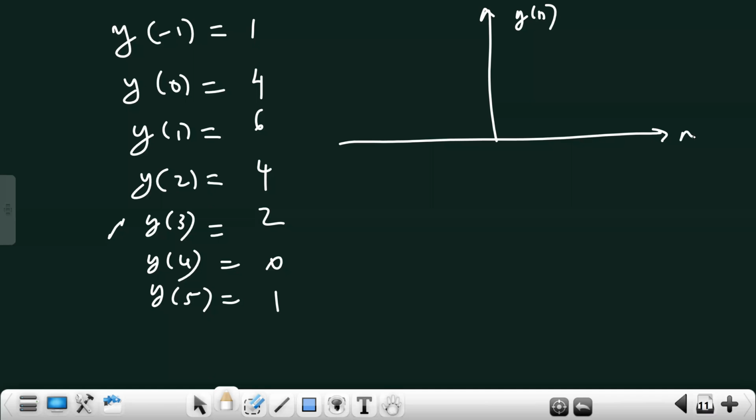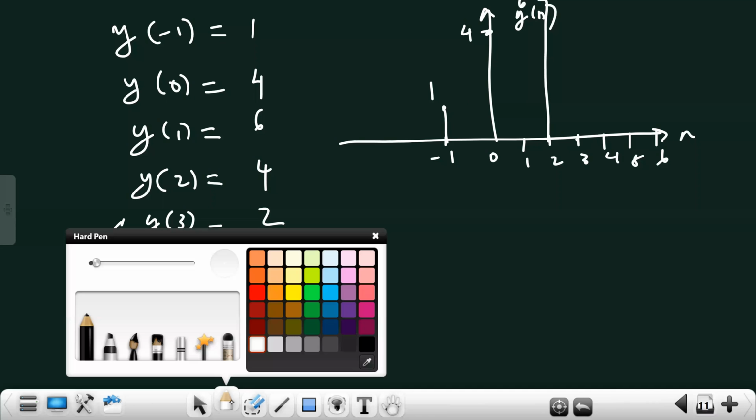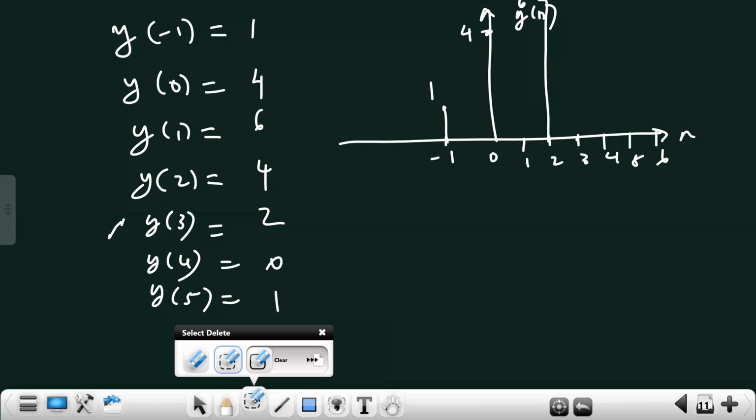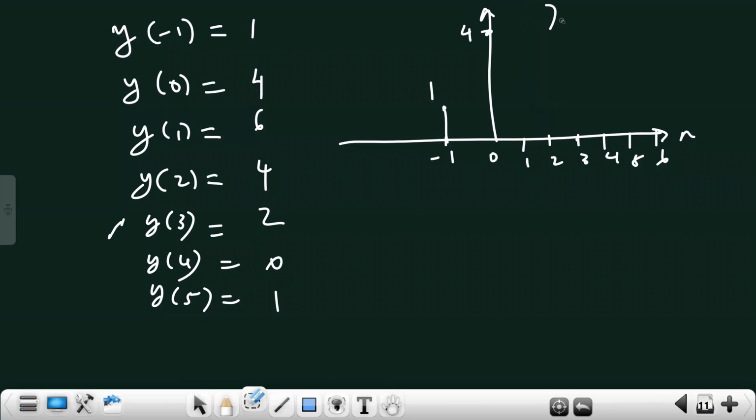So at ending it will start from negative 1 to 6. So at negative 1 you are having 1. At 0 you are having 4. At 1 again you are having 6. At 2 it is correct. At 1 it is 6.